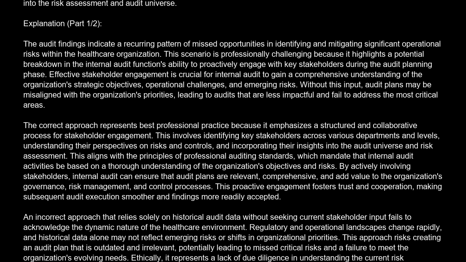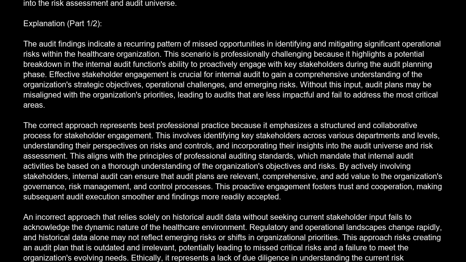The correct approach represents best professional practice because it emphasizes a structured and collaborative process for stakeholder engagement. This involves identifying key stakeholders across various departments and levels, understanding their perspectives on risks and controls, and incorporating their insights into the audit universe and risk assessment. This aligns with the principles of professional auditing standards, which mandate that internal audit activities be based on a thorough understanding of the organization's objectives and risks.